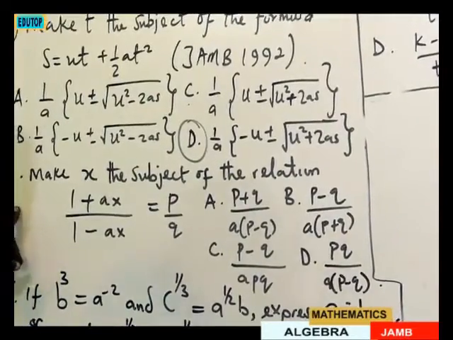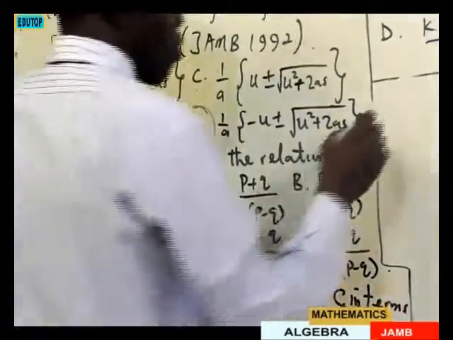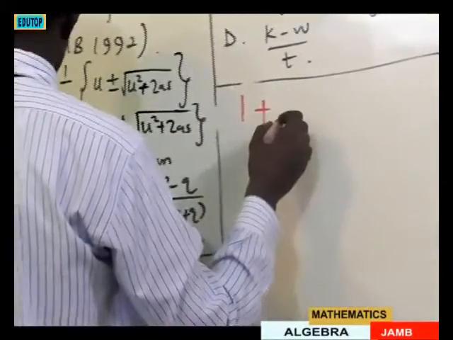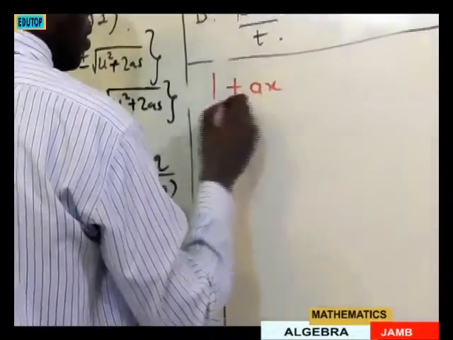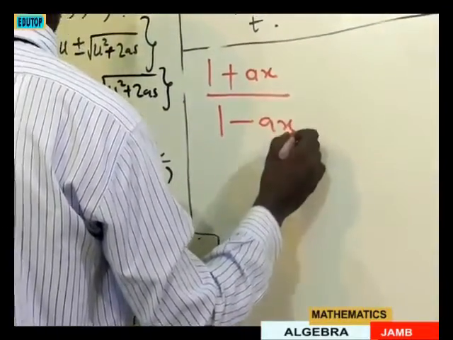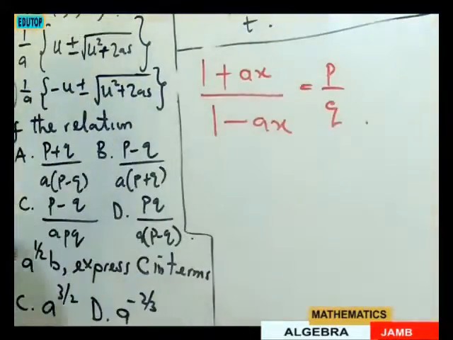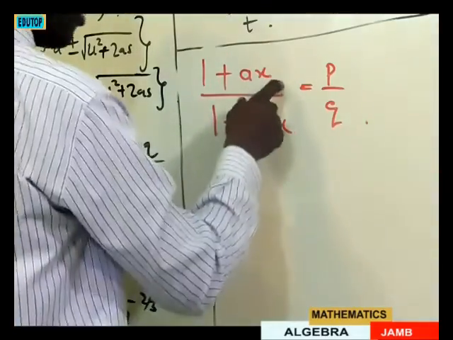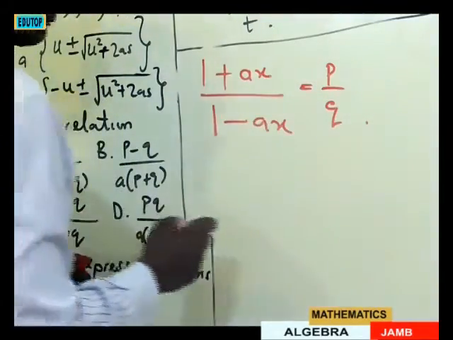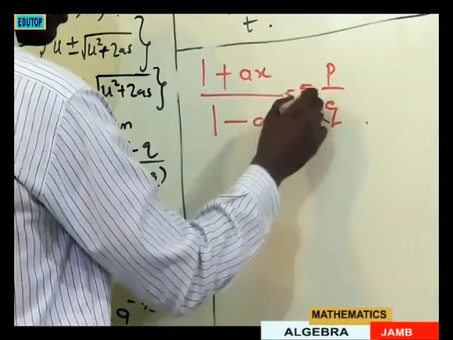Now to question 4. Make x the subject of the relation. So we have 1 plus ax over 1 minus ax equals to b over q. So in this situation, the question asks us to make x the subject of the formula. Look at x in the numerator and also in the denominator. So what we need to do is to cross multiply. So let's cross multiply what we have.